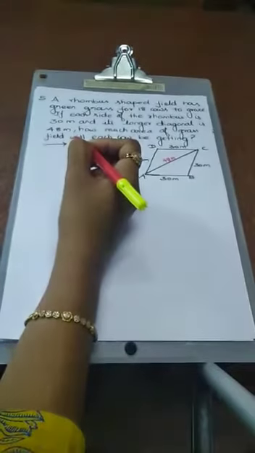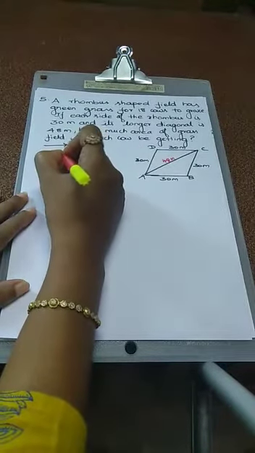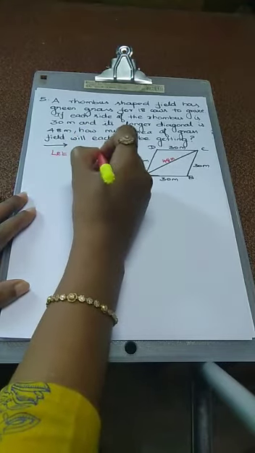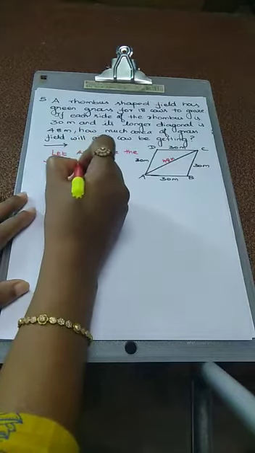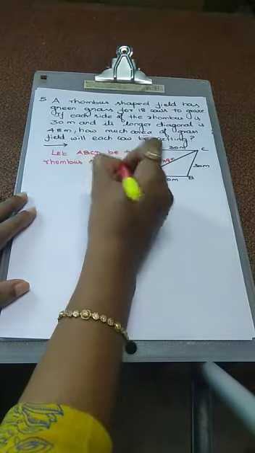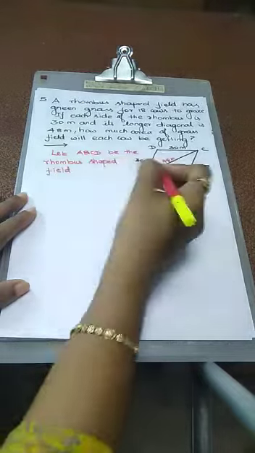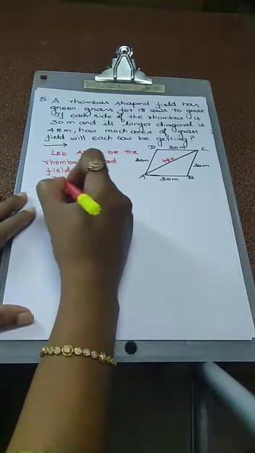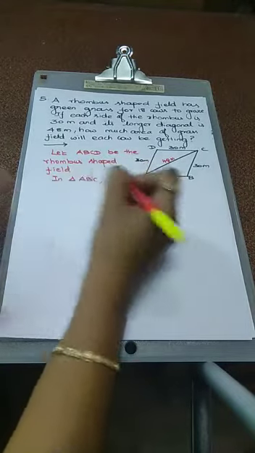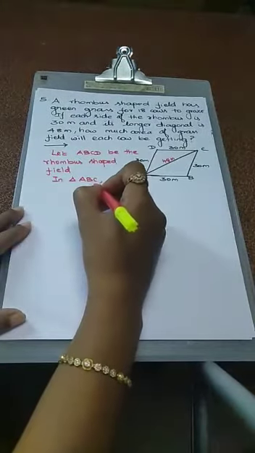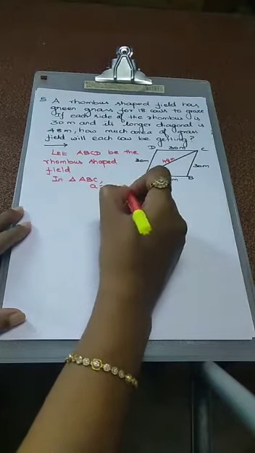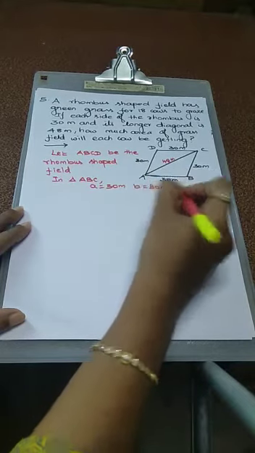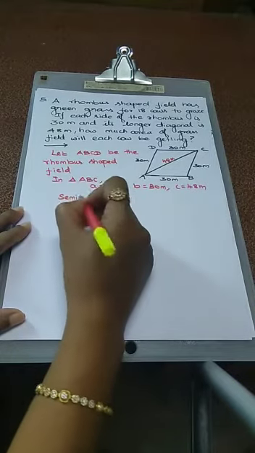What is given? Let ABCD be the rhombus shaped field. First you take triangle ABC only. In triangle ABC, the A value is 30 meter, the B value is 30 meter and the C value is 48 meter. Using these values we calculate the area of the triangle.